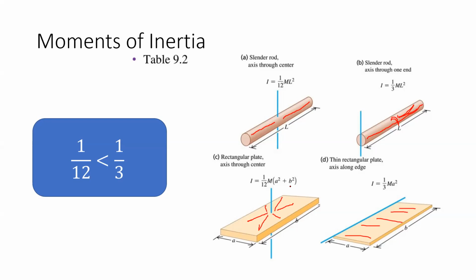And the rectangular plate that has the axis of rotation through the center also is dependent upon the length of the plate, whereas when the axis of rotation is at the end of the plate, it's only dependent on the width of the plate.